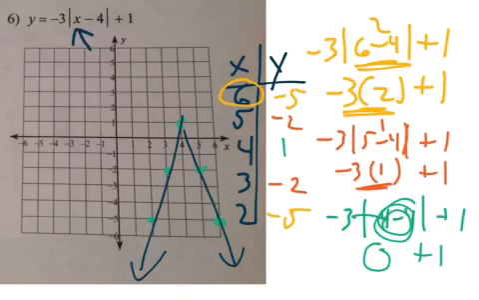Why is it going down or opening down? Because of the negative. Okay, try to remember a negative will flip an absolute value over. Okay, pause the video if you need to.